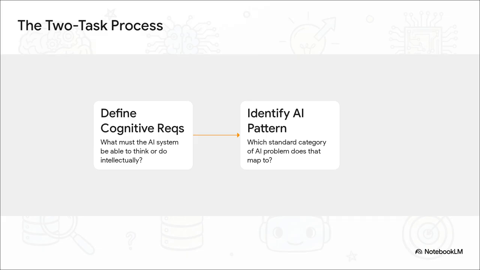And it all boils down to a really simple but incredibly powerful two-step process. First, you state what the intellectual capability needs to be. Something like, predict which customers are likely to churn. Simple enough, right? Then, you just categorize that capability into a standard AI pattern. In our example, that would be predictive analytics.